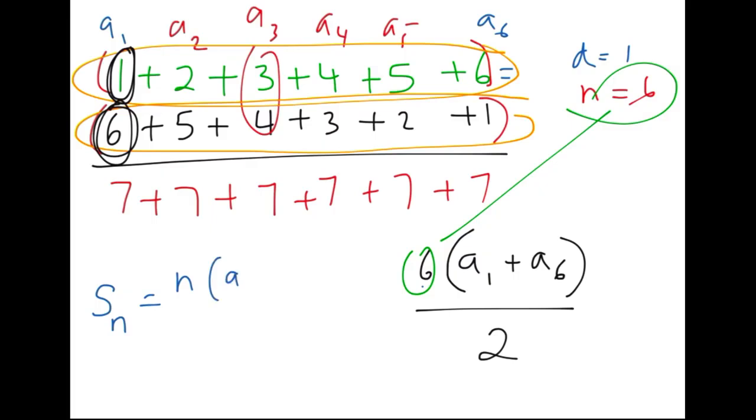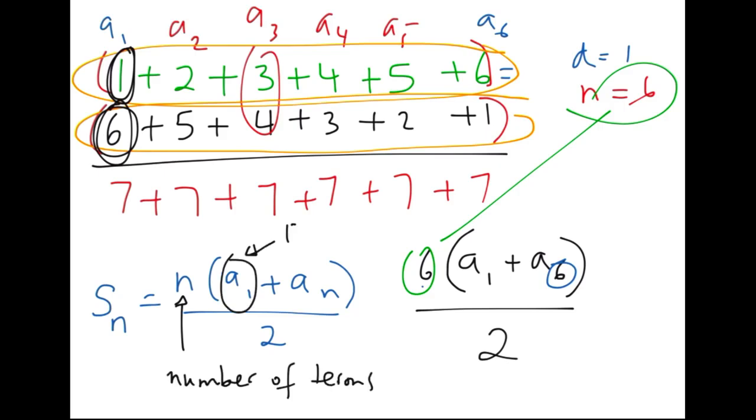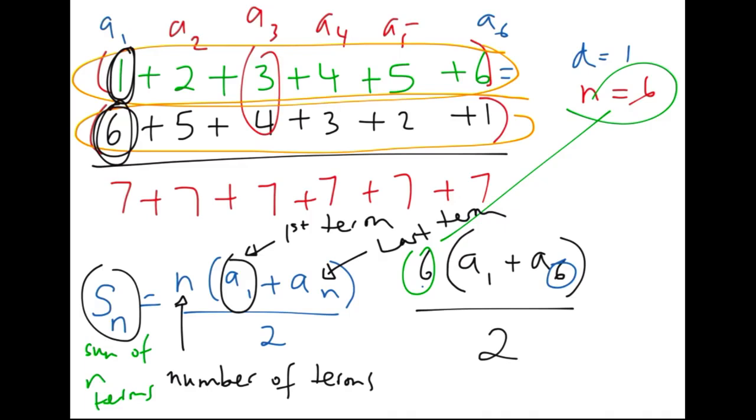times A1 plus AN. Again, A6 is AN, that's the last term, divided by 2. N means number of terms. A1 means first term. AN means last term. And S of n means the sum of n terms. However, this works only when you have an arithmetic sequence. Now let's come back to our original question.